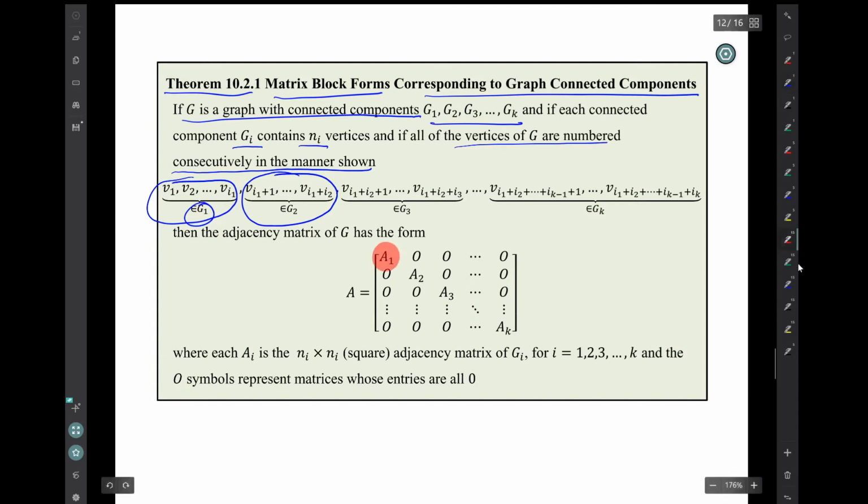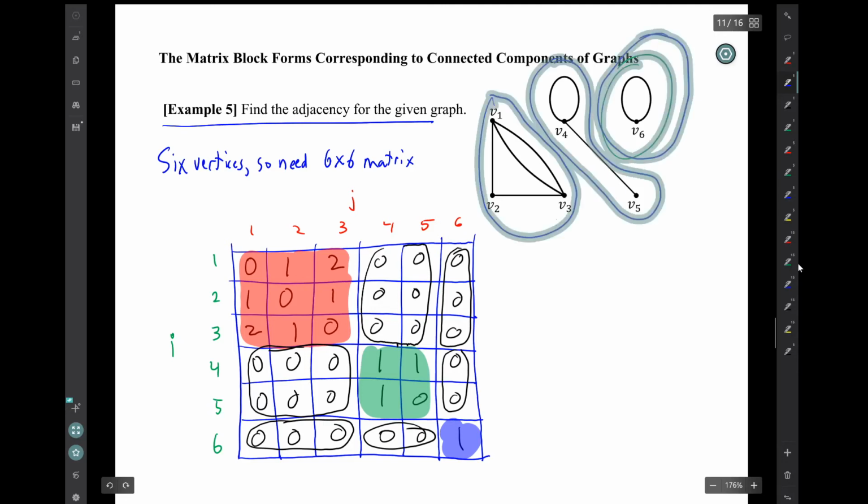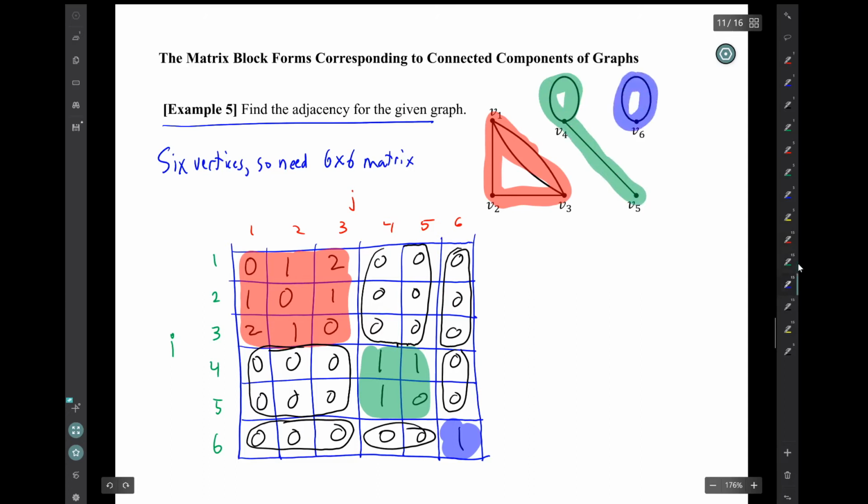There are blocks of entries along the diagonal, and then off diagonal are matrices full of zeros. So notice, there we've got our 3 connected components. There's connected component number 1, there's connected component number 2, and there's connected component number 3. Those 3 connected components correspond to those 3 blocks on the diagonal. This connected component corresponds to the red block. This connected component corresponds to the green block. And this connected component corresponds to the blue block.